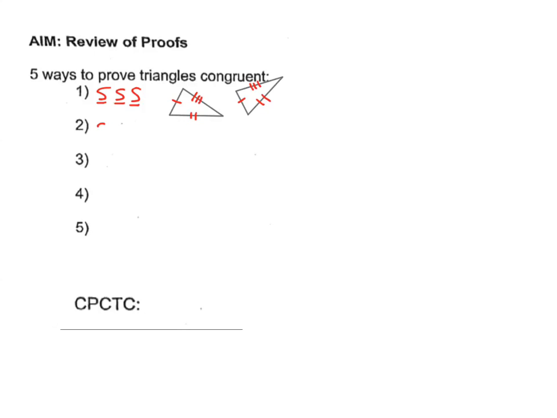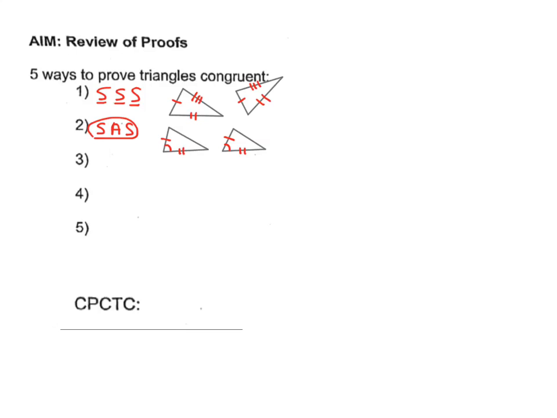Second one would have been this, SAS. Notice that the angle is between 2 sides. So once again, if I have to draw a picture for that, now, assuming that this side is congruent to this side, one pair, second pair is congruent here, that means the angle between them also has to match in order for us to use SAS postulate.